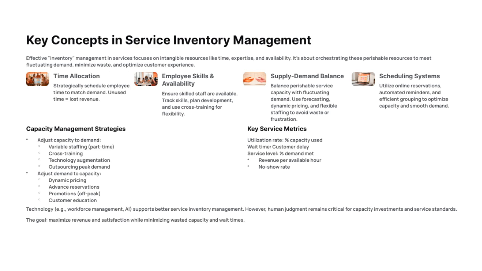To manage capacity, we can adjust to demand using strategies like variable staffing, think part-time workers, cross-training staff for flexibility, leveraging technology, and outsourcing during peak times. On the flip side, we can also influence demand through dynamic pricing, offering advance reservations, running off-peak promotions, and educating customers about the best times to visit. Capacity management strategies include utilizing online reservations, automated reminders, and efficient grouping to optimize our capacity and create a smoother demand flow. Scheduling systems are vital.